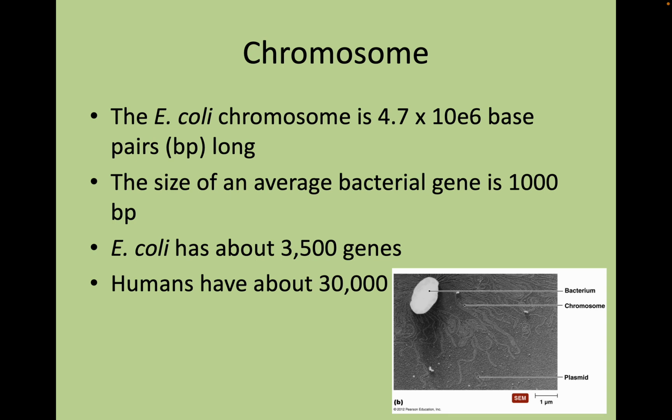A chromosome in bacteria, so for E. coli, the chromosome is 4.7 times 10 to the 6 base pairs long. The average size of a bacterial gene is about 1,000 base pairs. And E. coli has about 3,500 genes. Humans, in contrast, have about 30,000.